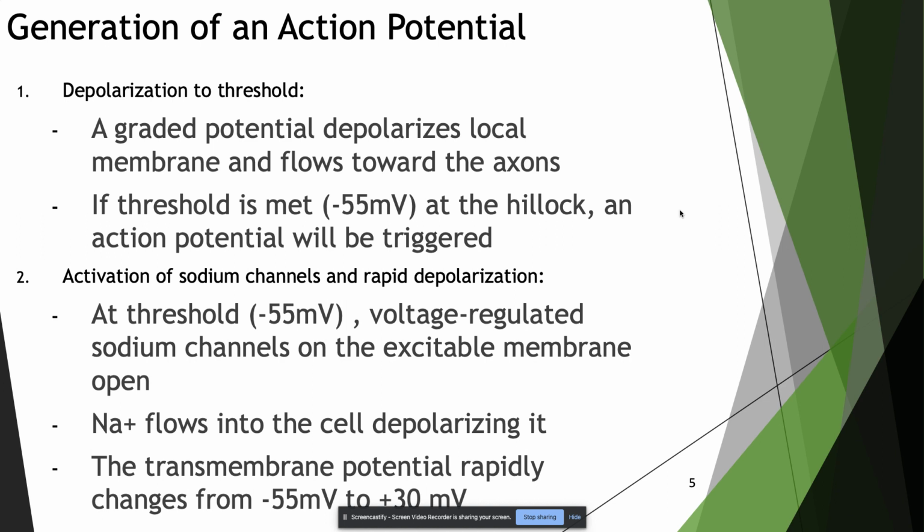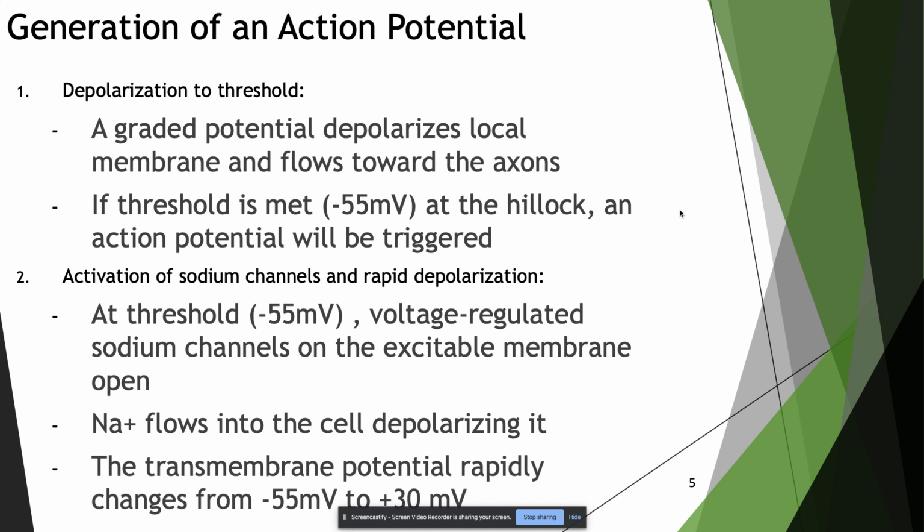Speaking of the generation of an action potential, step one is a depolarization to threshold. The stimulus that initiates an action potential is a graded depolarization large enough to open the voltage-gated sodium channels. The opening of the channels occurs at a membrane potential known as the threshold.